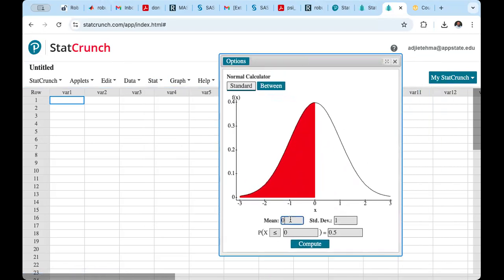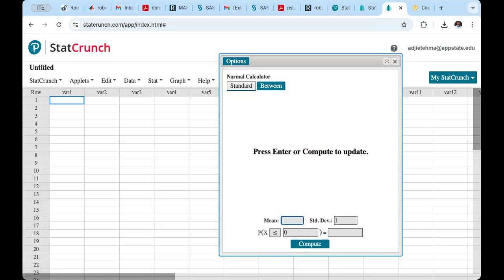Now let's put in the mean. What was our mean? 500. Our standard deviation was 100. And then let's compute what percent of scores are less than 600. Let's put 600 here. Then let's hit compute.